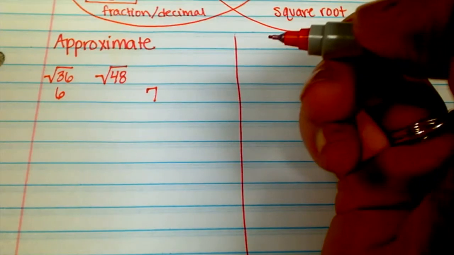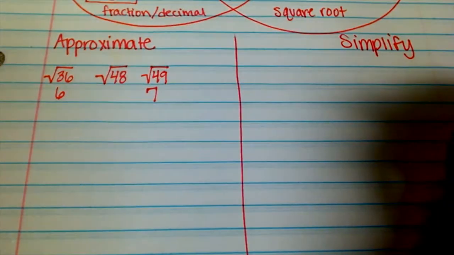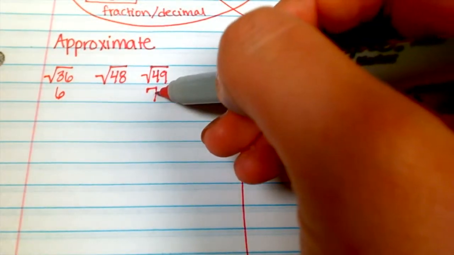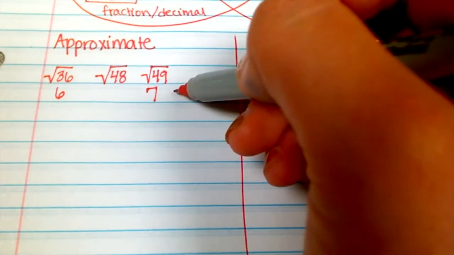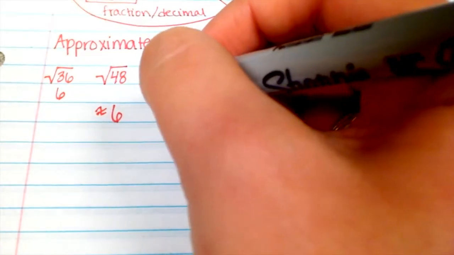What is 7 squared? 49. The square root of 49 is the same value as 7. They're just written in a different form. Okay? So this is going to be approximately 6 wholes because it's not quite to the 7 yet.